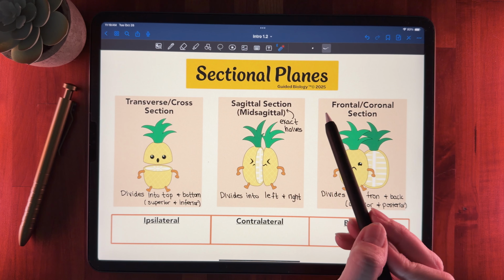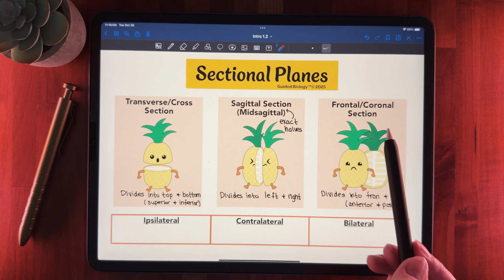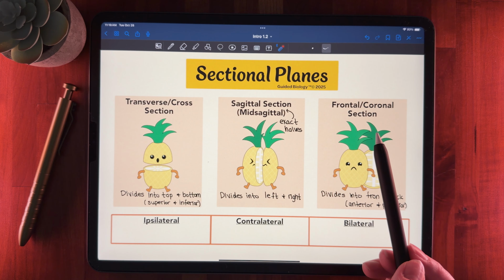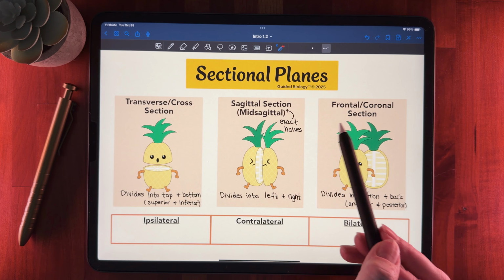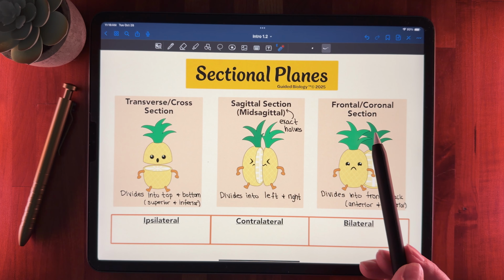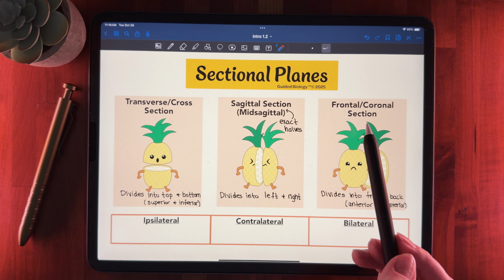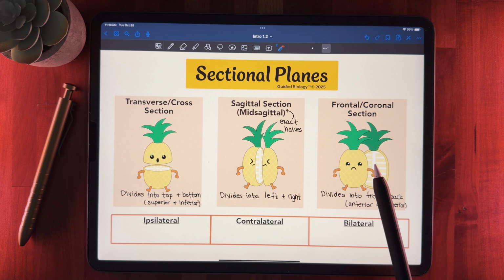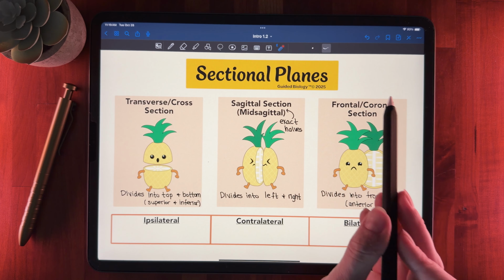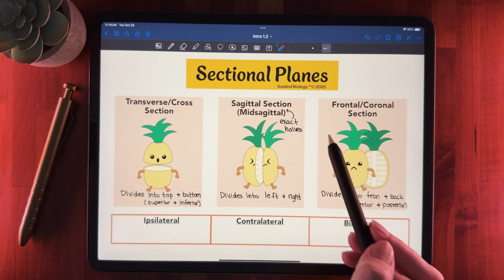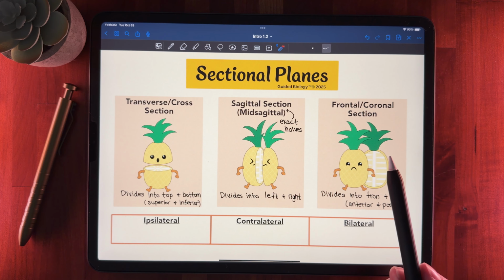A very common example of the frontal or coronal section is if you go to the doctor and you get, say, a chest x-ray. You will be standing in front of the x-ray screen, and they'll do a chest x-ray. That's like looking at a frontal section. You're seeing the inside of the body from the front, the heart and the lungs from an anterior view. So that is a frontal or coronal section.